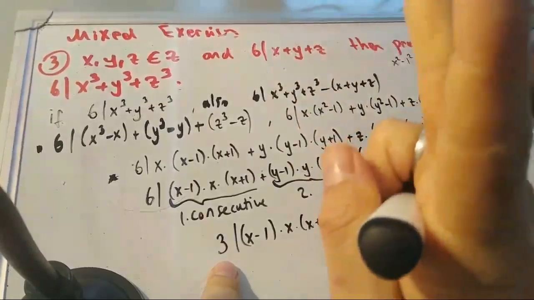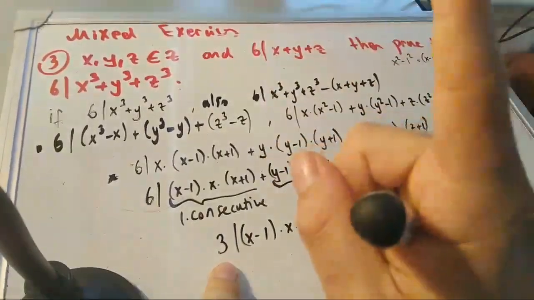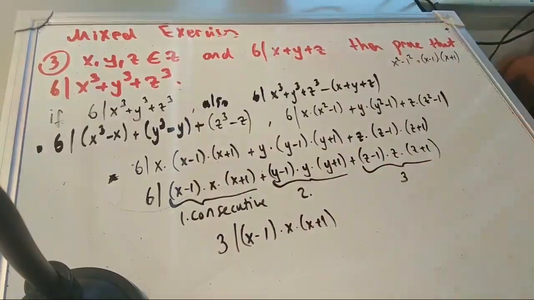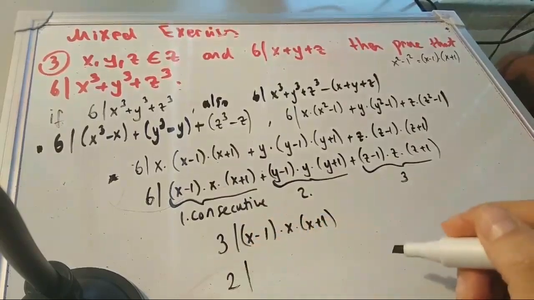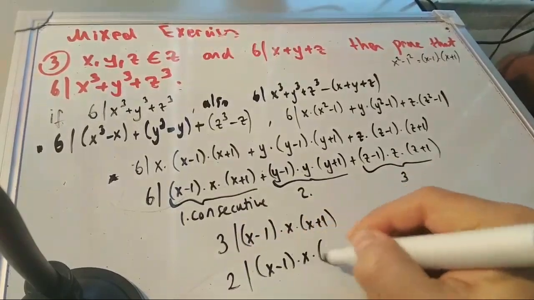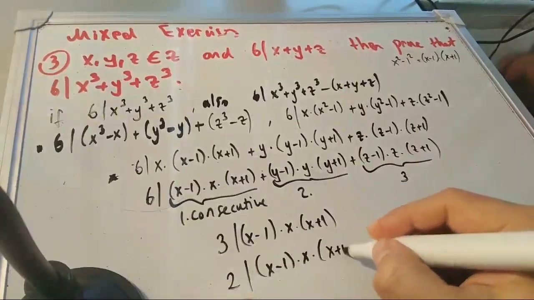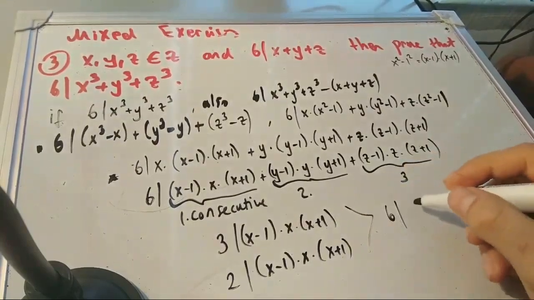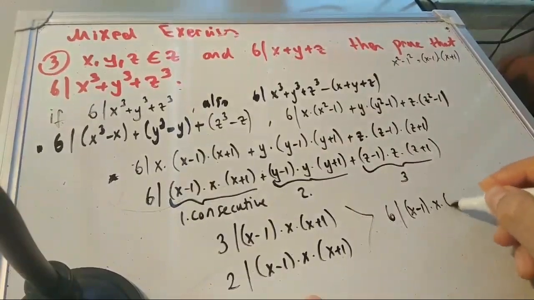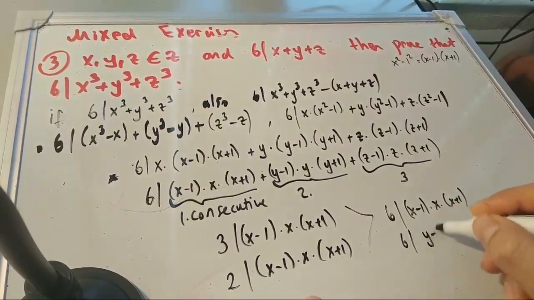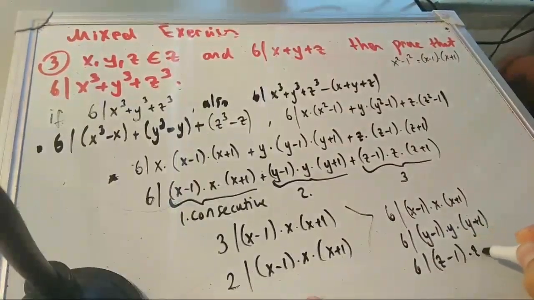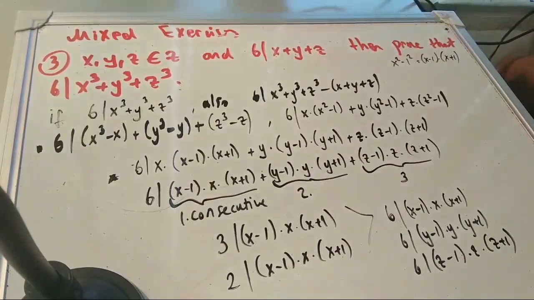So for three consecutive numbers, we will always get two even numbers. For example, 6, 7, 8: 6 and 8 are even. 10, 11, 12: 10 and 12 are even numbers. So automatically, for three consecutive natural numbers, we can say they are divisible by 2 as well. Okay? So automatically, 6 divides x minus 1 times x plus 1. Also 6 divides y minus 1 times y plus 1. For z it is the same: z minus 1 times z plus 1. Okay, glad to have it.